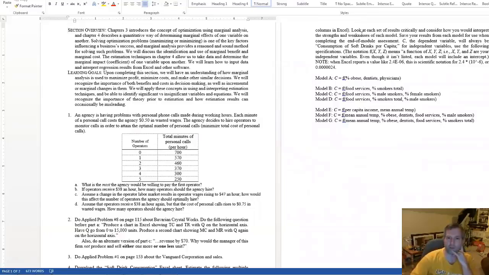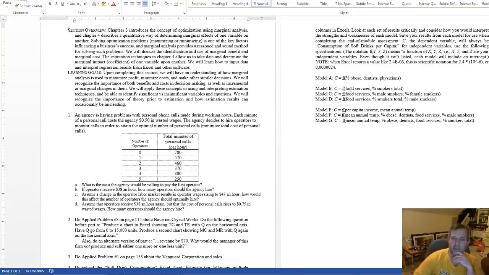Let's see, what else do I say? Look at each set of results critically. Consider how you would interpret the strengths and weaknesses of each model. So you can run that regression, look at it, and figure out what the results look like. Do you like them or not? And I said, don't get rid of them. Make sure you have them somewhere. Don't delete them immediately or something like that. So keep all those results around.